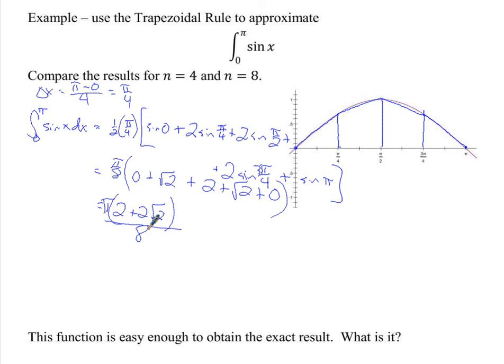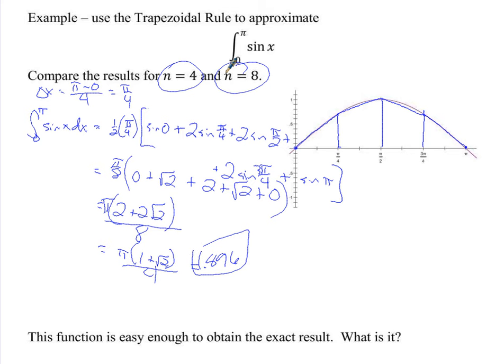This reduces to pi times 1 plus the square root of 2 over 4. All right, what is that? 1.8961, so we'll go with 1.896 square units. Okay, that was for n equals 4.